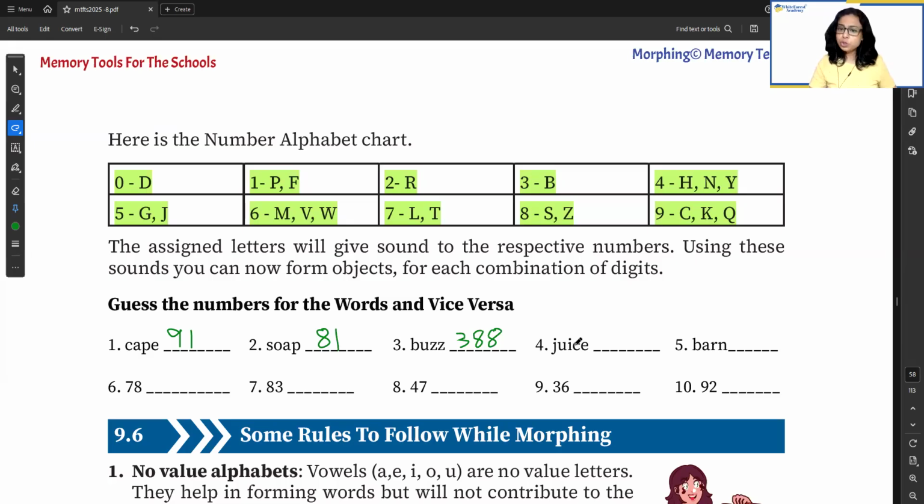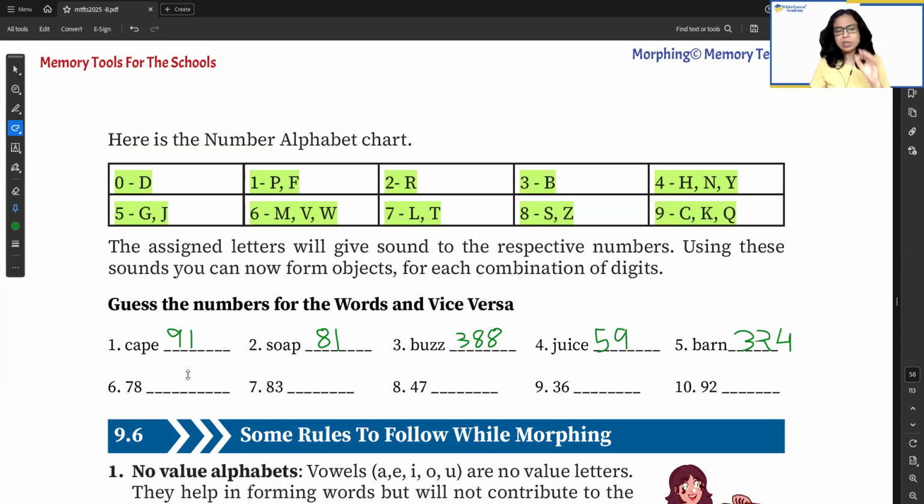Fair enough. What is juice? Juice is again 5. C is again 9. So this becomes 59. What is barn? Barn is in the fields where we keep things, okay? So barn is going to be, B again is 3. What is barn? B, R, N. R is 2, and this is 4. So 324.